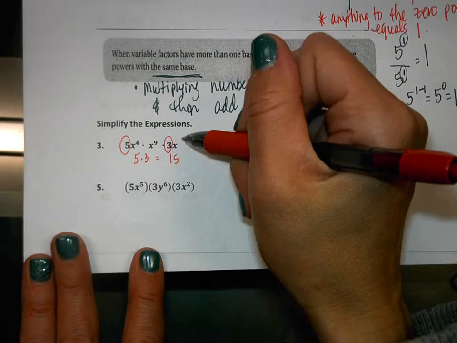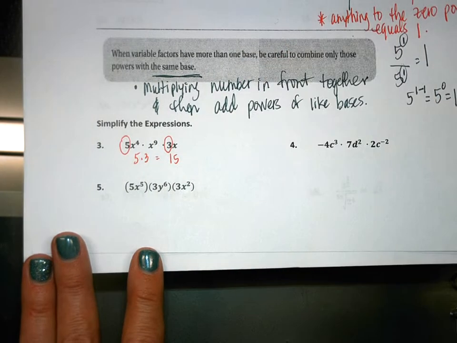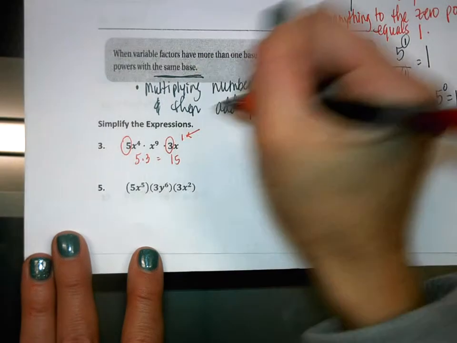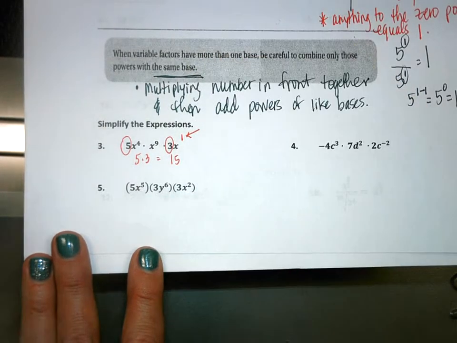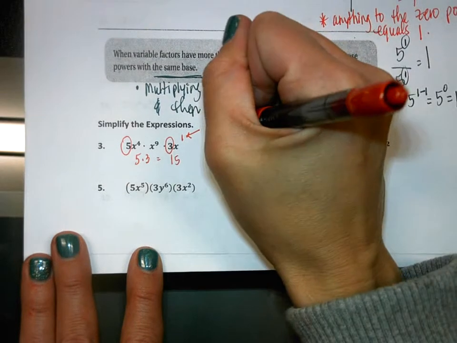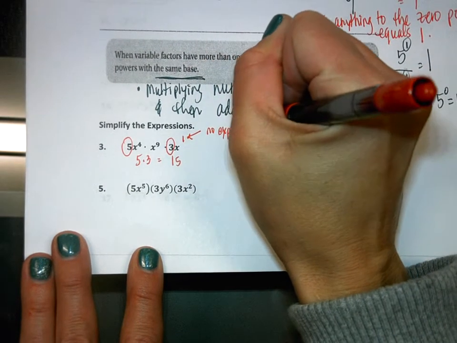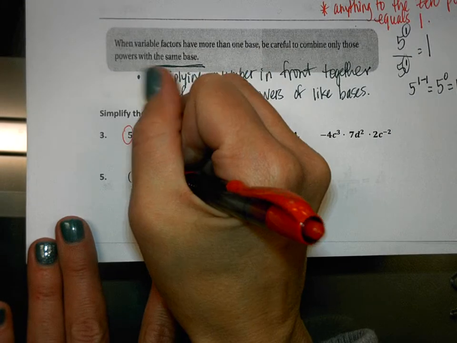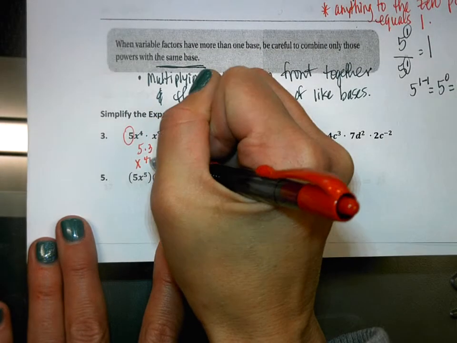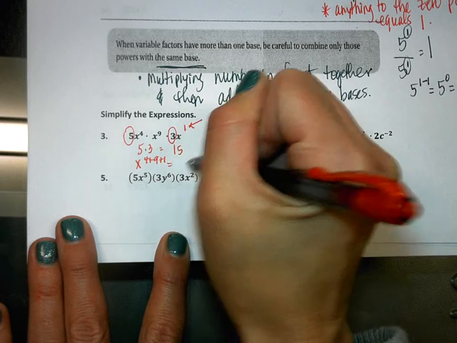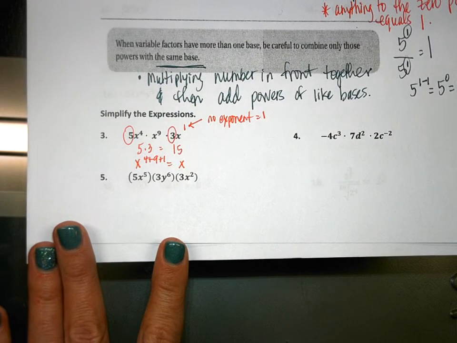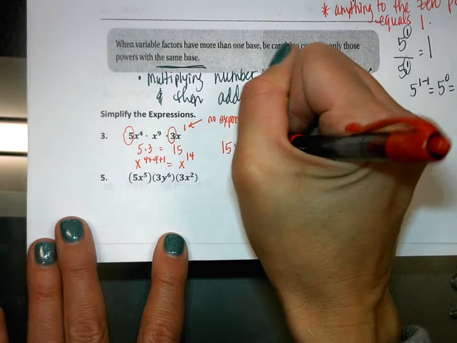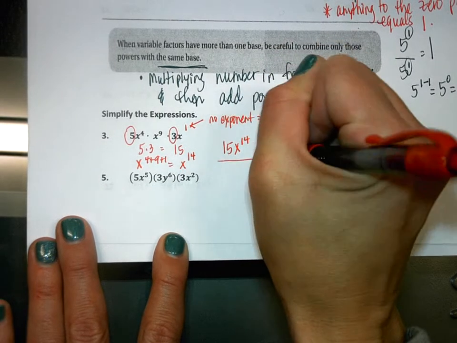Now, what happens when a variable doesn't have an exponent or a number? It's just a 1. So remember that, no exponent equals 1. And so now I'm going to write this out. So we have x to the 4 plus 9 plus 1, which makes x to the 14th. So my answer is 15x to the 14th.